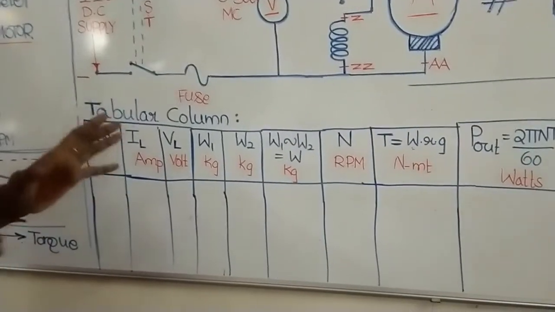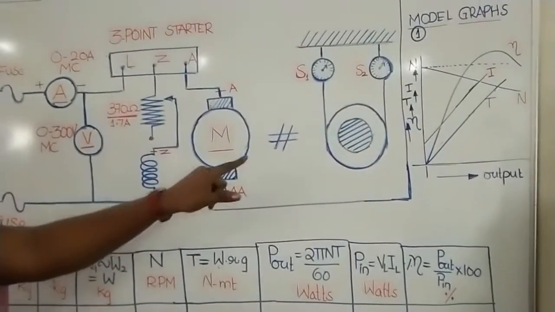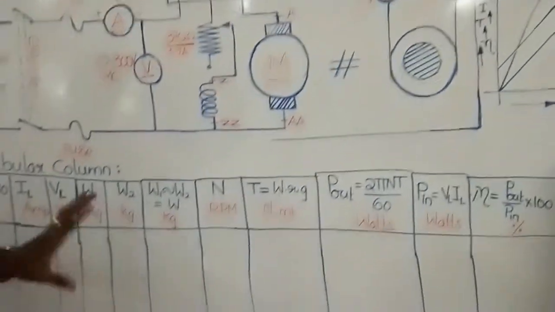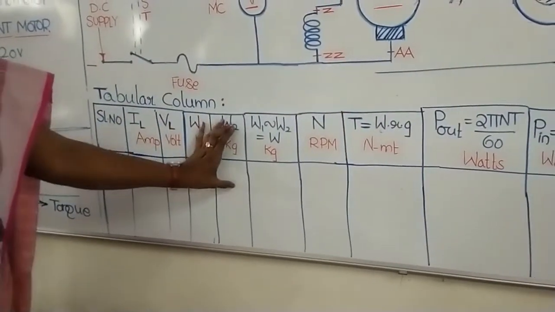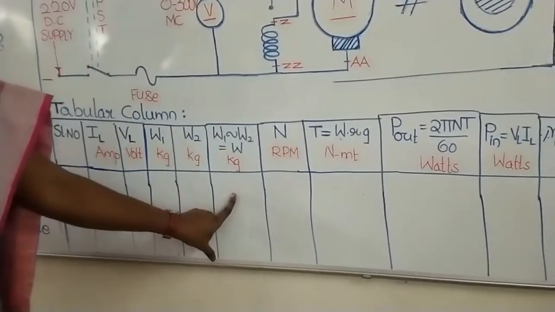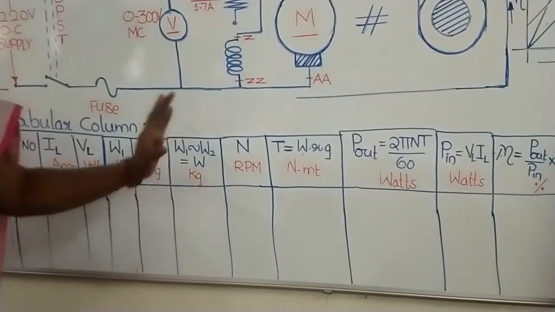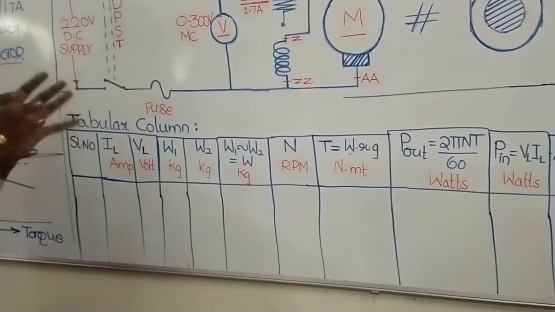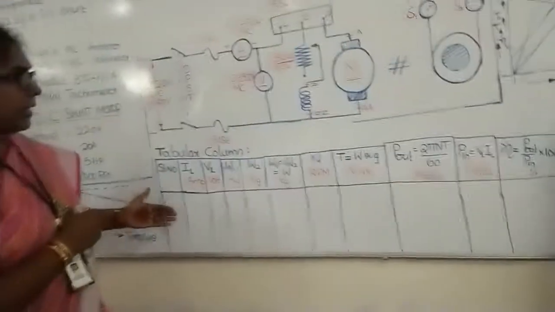Now we need to measure the speed of the motor by using a digital tachometer at the shaft of the brake. So here we obtain the IL value, the VL value, W1, W2, and now we can calculate the difference of these, and finally we have noted down the N value here. Like this we have to go step by step. As it is known to you, the rated current of this motor is 20 amperes. We can go up to 20 amperes, and similar readings will be noted down.